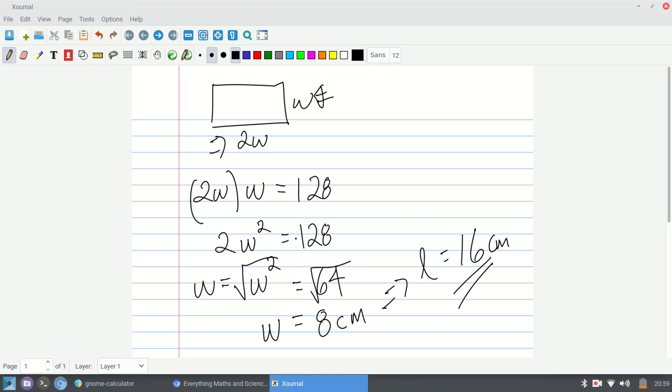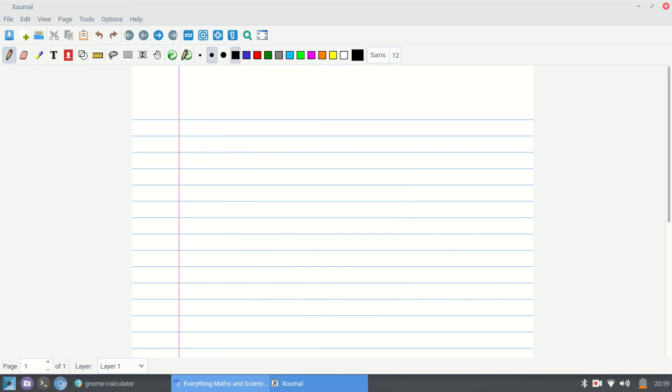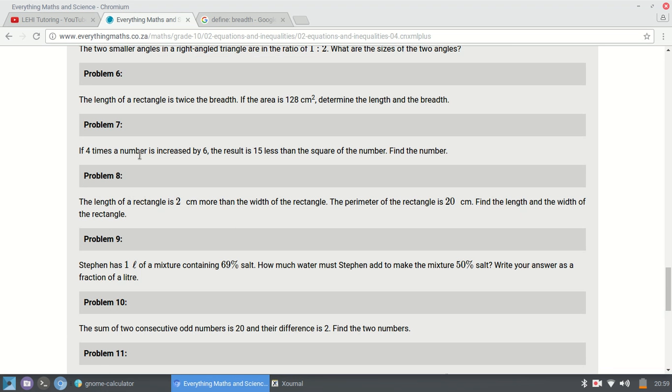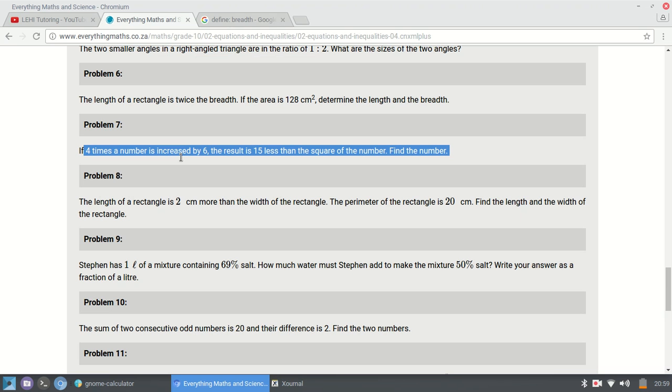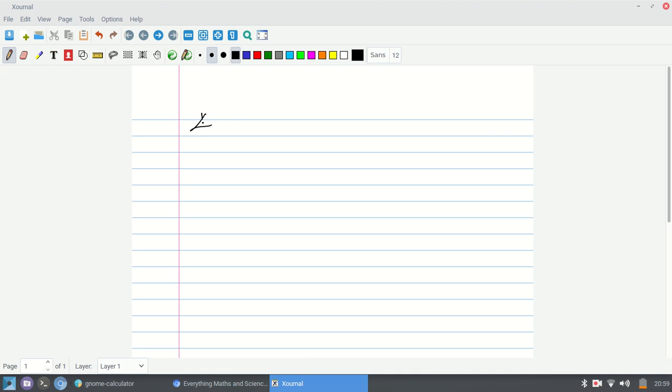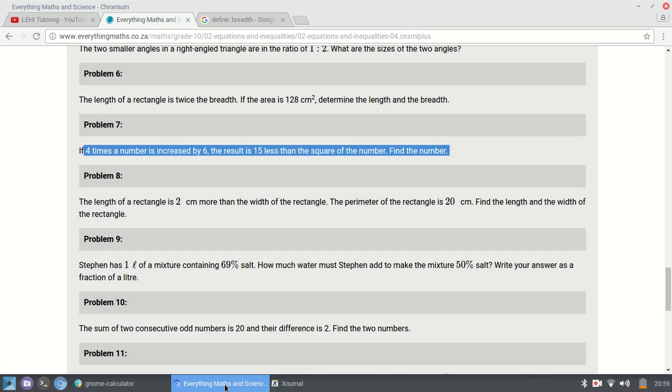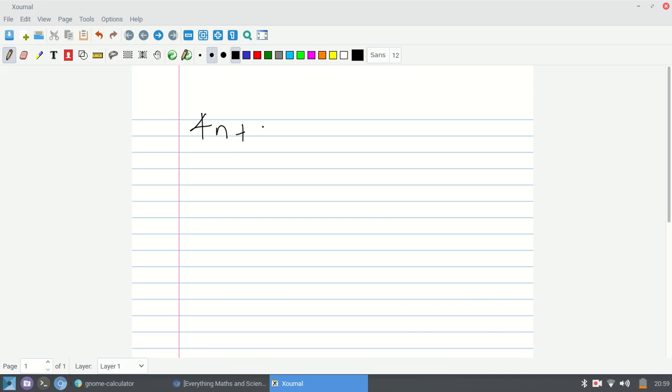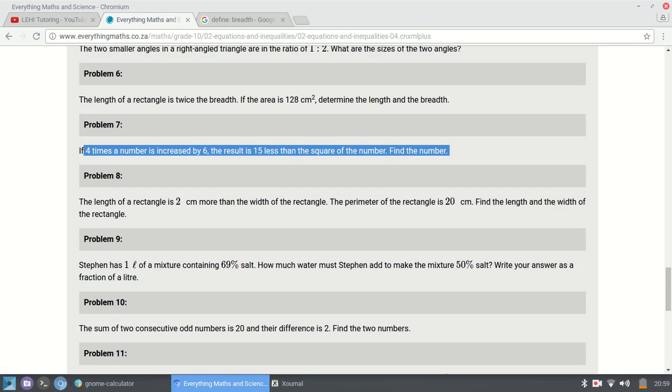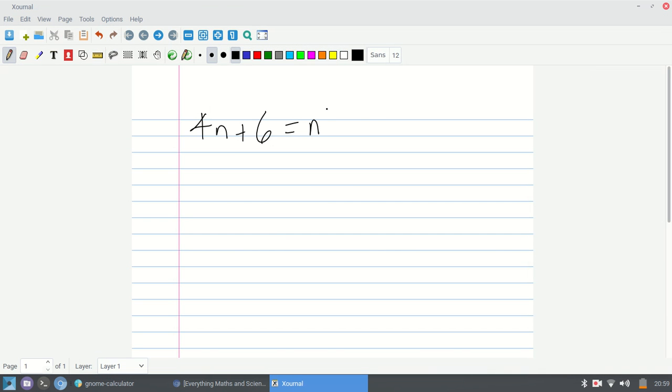All right. So next, if 4 times a number is increased by 6, the result is 15 less than the square of the number. Okay, so that's a mouthful. If 4 times some number, I'm just going to call it n because n, of course, is the first letter of number, is increased by 6, that result, it should be the same as 15 less than the square of it.